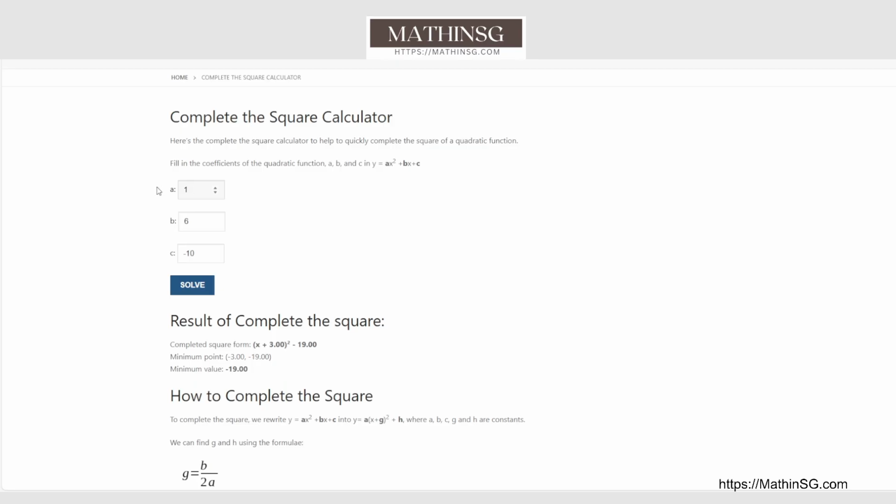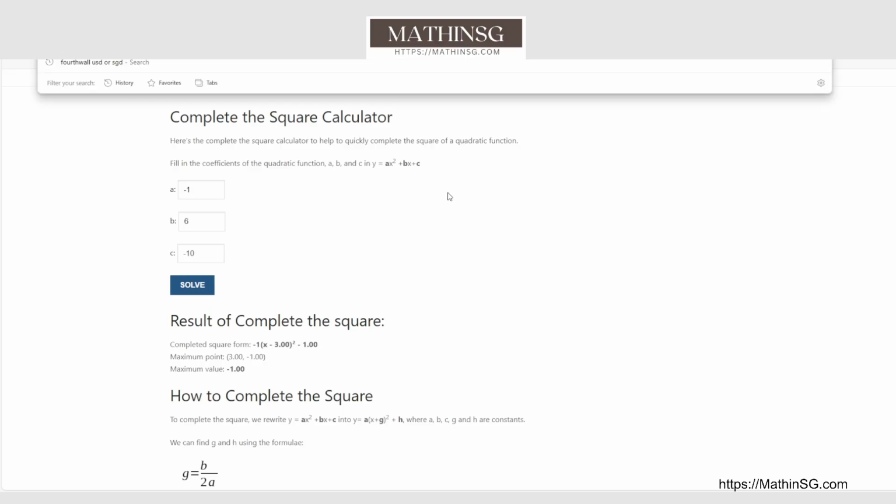You can play around. If you have the a value as negative 1, then instead of a minimum point and minimum value, you will have a maximum point as well as a maximum value, and the calculator will be able to calculate that. So do check it out if you are interested. I'll provide a link in the description below.